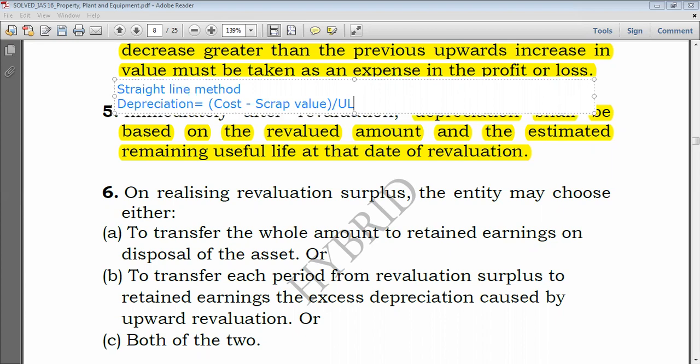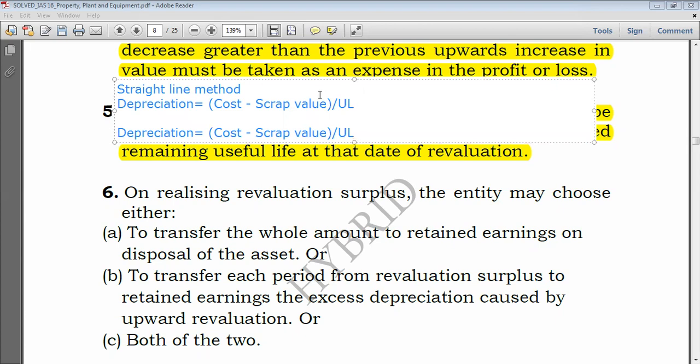So whenever something among these changes, you have to revise the depreciation. Whenever cost changes, maybe you have revalued the asset, like this amount has changed here. Even if the scrap value changes, even if the useful life changes, you have to recompute depreciation. So this depreciation could change. You could write it this way. Instead of cost here, you could say the revalued amount, and then you will place scrap value over remaining useful life. So you will have to divide by the remaining useful life.